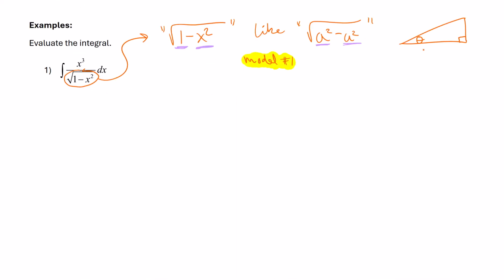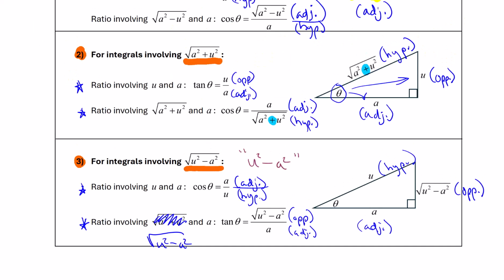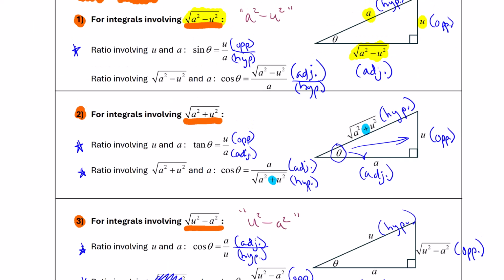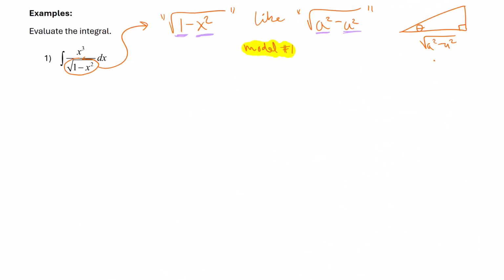So let's do that. I have the root in the horizontal bottom leg, so that's the square root of A squared minus U squared. I'm going to leave that in its symbolic A and U form first. We'll replace those with what they're equal to soon. So the bottom leg is the square root of A squared minus U squared. The vertical leg is U, the hypotenuse is A. We have those labeled accordingly.